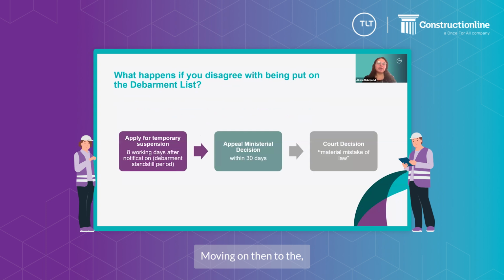Moving on then to the next and final topic in this bite-sized session. So this is a really important question, I imagine, for a lot of suppliers. So what happens if you disagree with being placed onto the debarment list?